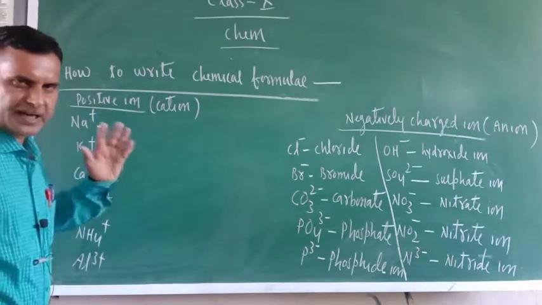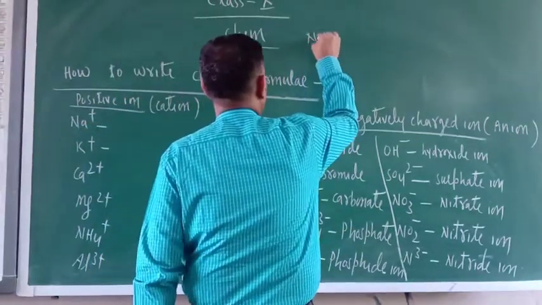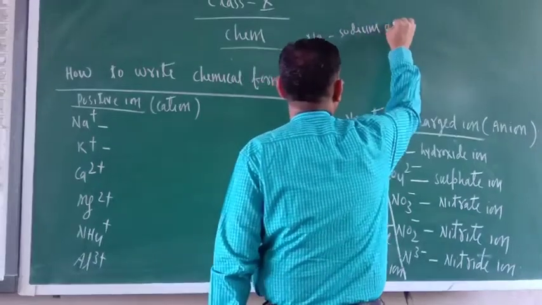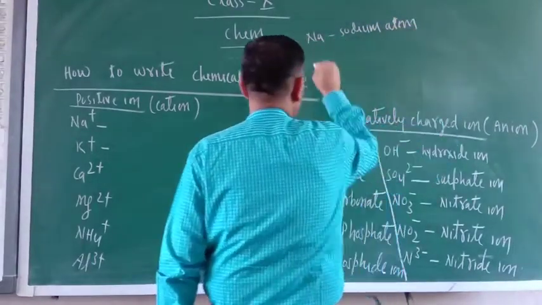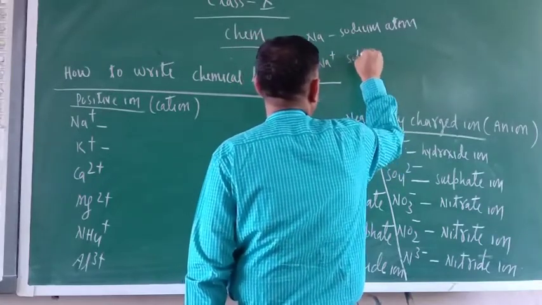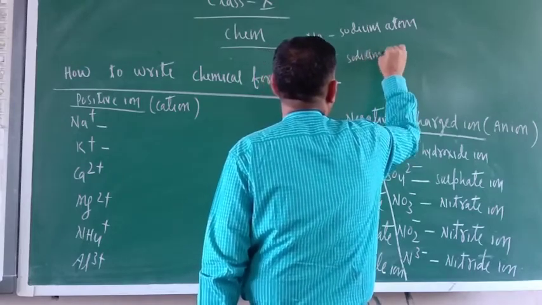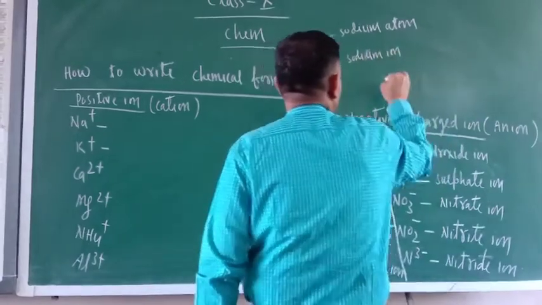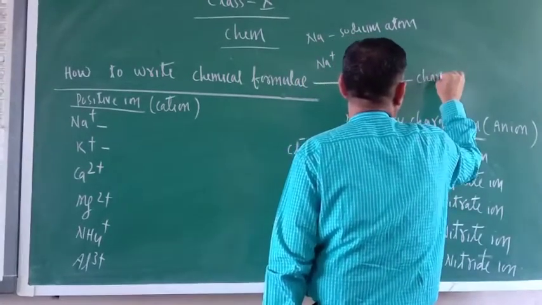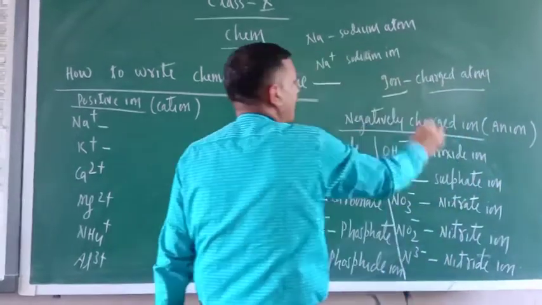What is the difference between atom and ion? Charge. Suppose I am writing Na, this is a sodium atom. If I am writing Na positive, this will become a sodium ion. So what is an ion? Ion is nothing but a charged atom. A charged atom is known as an ion.